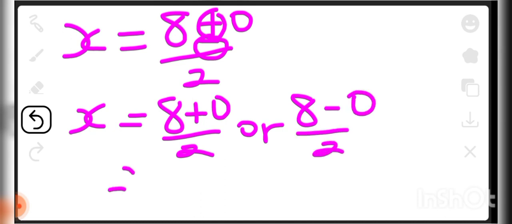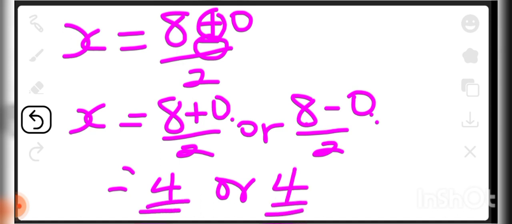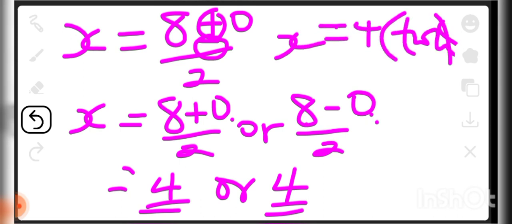So that's going to give us 8 plus 0, that is 8 over 2, that is 4. Or 8 minus 0, that is 8 divided by 2, that is still 4. So x is either 4 or 4. You can also say x is equal to 4, twice. Just put twice because it's 2 times. So that's how it is.